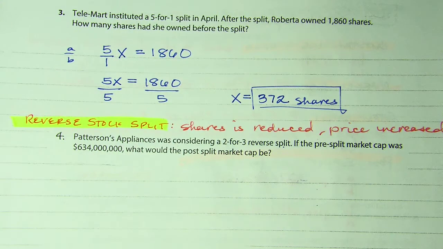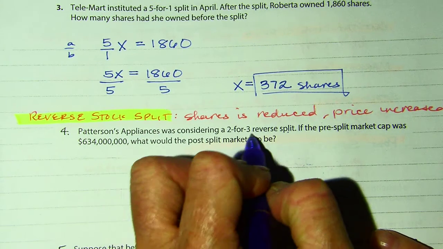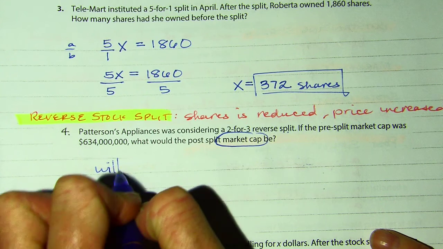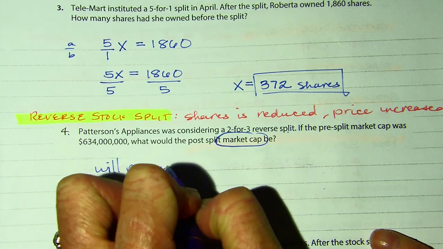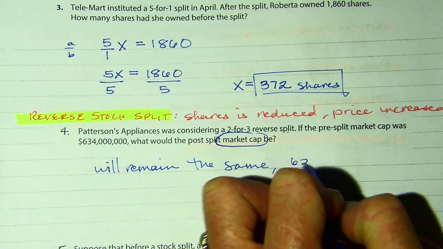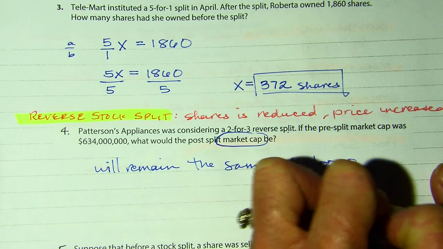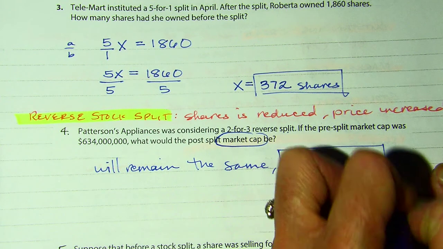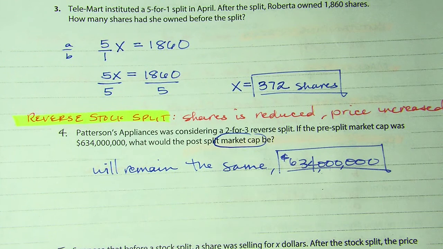This was a trick question. The market cap will remain the same. It'll be 634 million. So let me explain. No matter what kind of split you do, the total value remains the same.